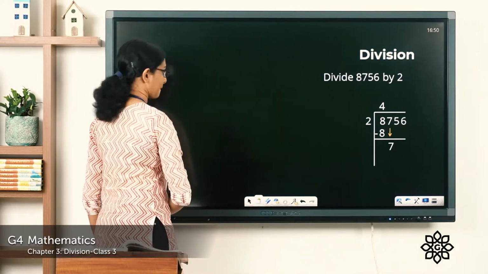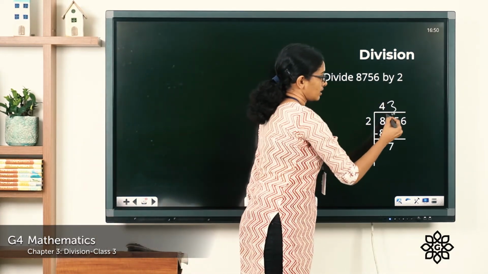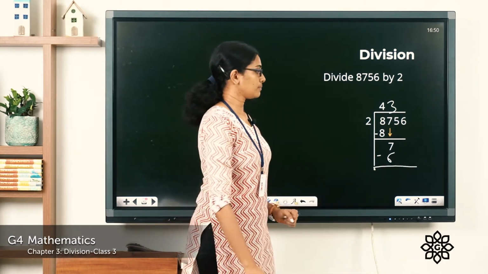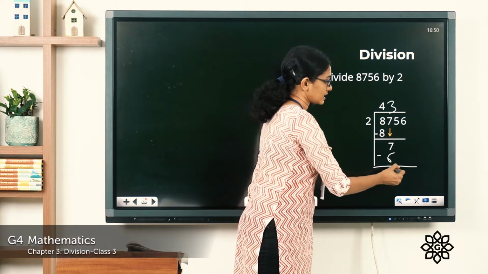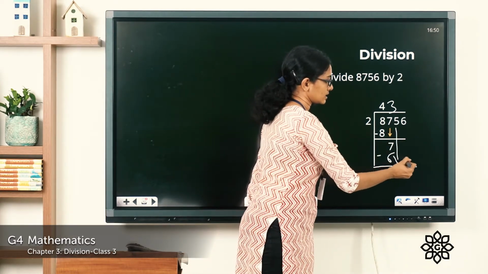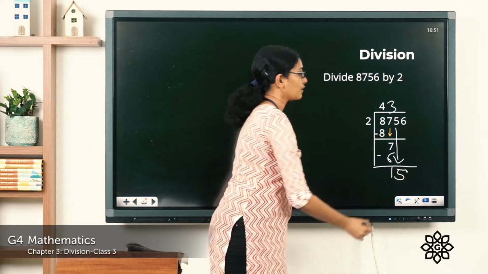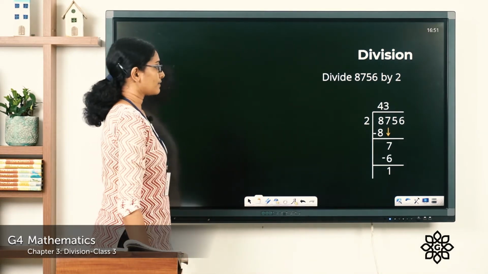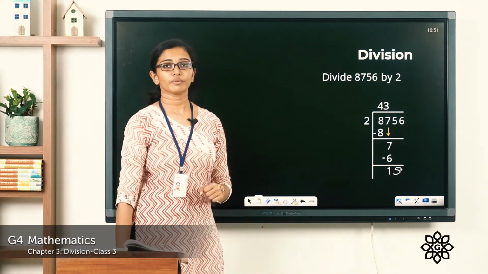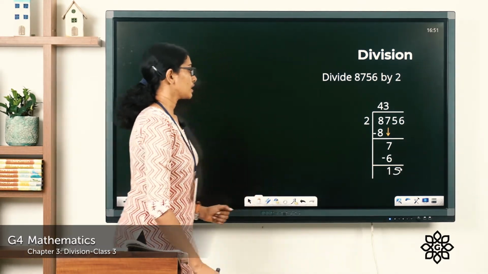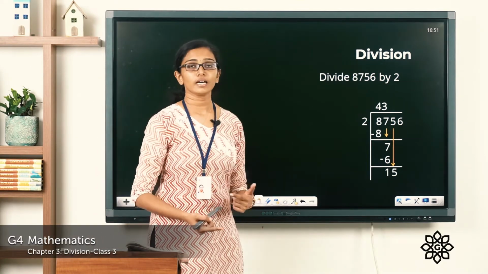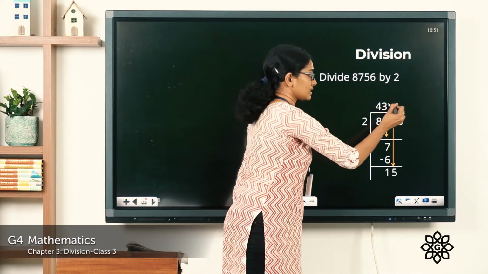Now what is the next step? The next step is to subtract these two numbers. What is 7 minus 6? It is equal to 1. Now we have to bring down the next digit. So here it becomes 15. Now we have to divide this 15 by this 2. How many 2's will go in 15? We know 2 7's are 14, but 2 8's are 16. So let's write 2 7's here.